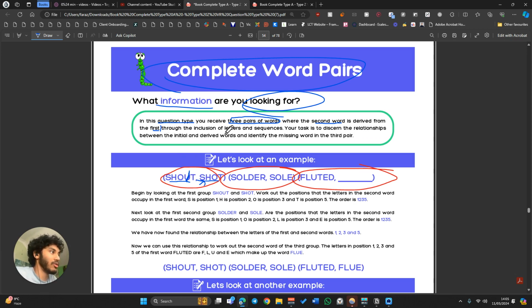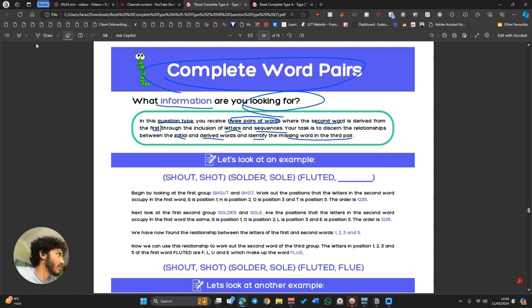Through the inclusion of letters and sequences. So that's just basically a fancy way of saying it's either adding or removing letters or using some sort of sequence. Your task is to discern the relationships between the initial and the derived words and identify the missing word in the third pair. Basically, we have to find what rule it is that transfers shout to shot and then soldier to soul, and then what the third word is going to be.